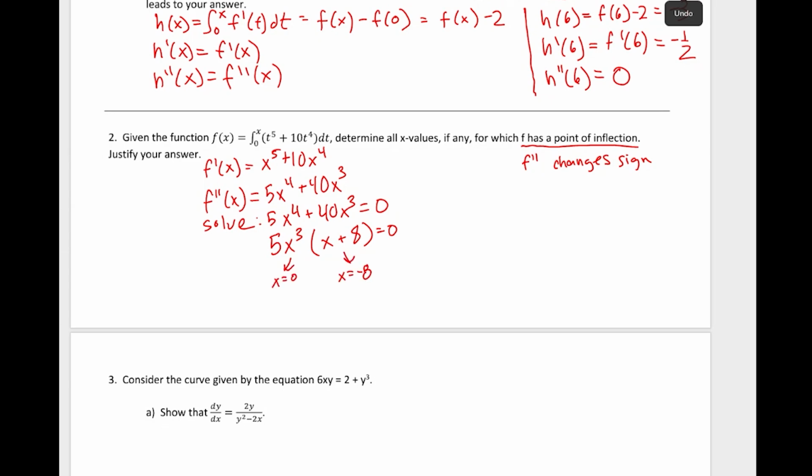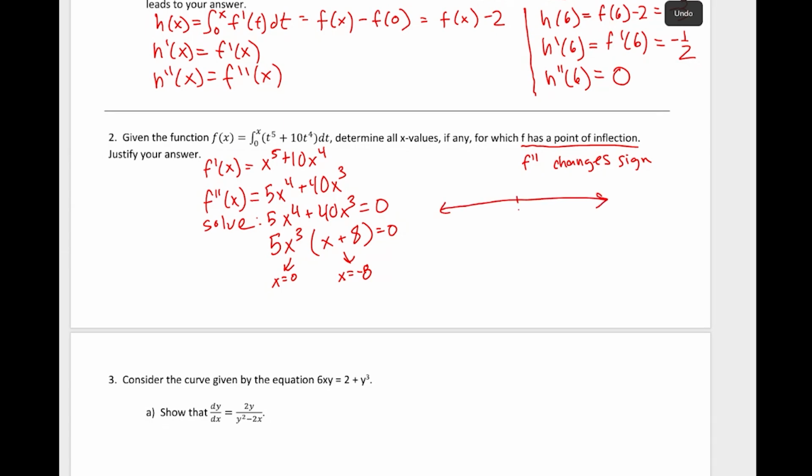Now, neither one of these has an even multiplicity. The 0 has a multiplicity of 3, but what we want to be thinking about is if you do end up with a 0 or a critical point that has an even multiplicity, like let's say x squared, then you will expect there to be no sign change there. So I'm expecting there to be a sign change at 0 and -8. So I'm assuming we're going to have 2 points of inflection, but we do want to double check that, just in case we made a mistake somewhere.